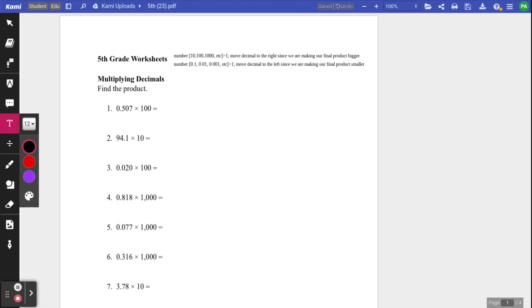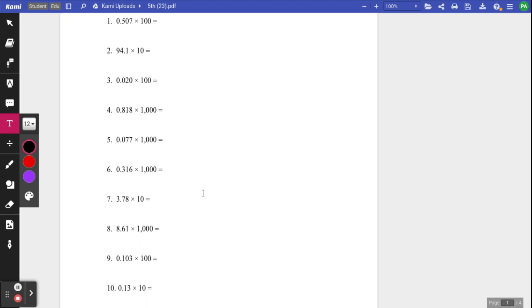Hey guys, to begin today's fifth grade worksheets, we're going to be starting off with multiplying decimals. Today we are going to be focusing on moving the decimals to create a product. By that I mean you clearly see that it's all 10, 100, 1,000, only ones. You only see the numbers 0 and 1.